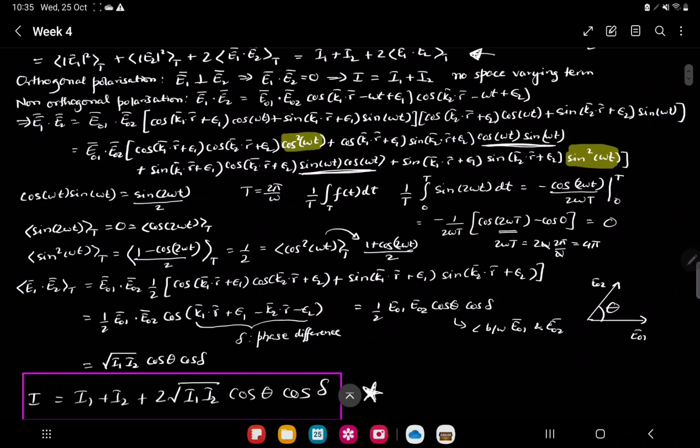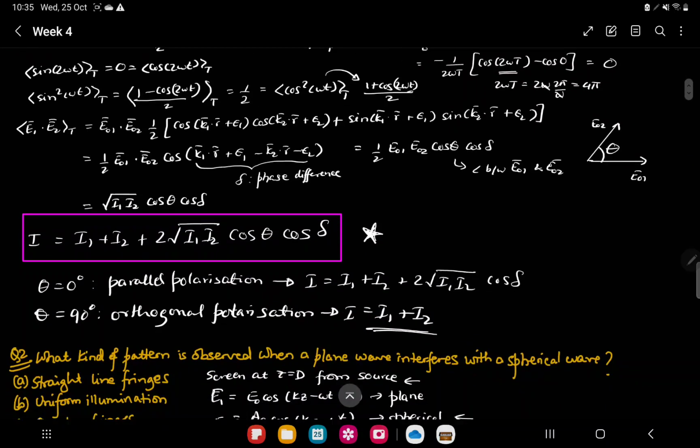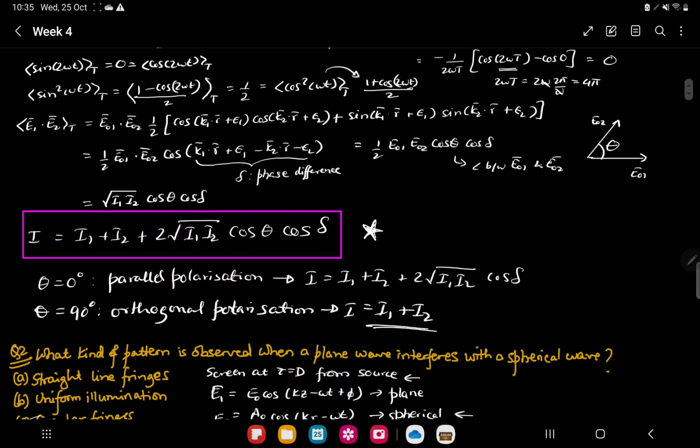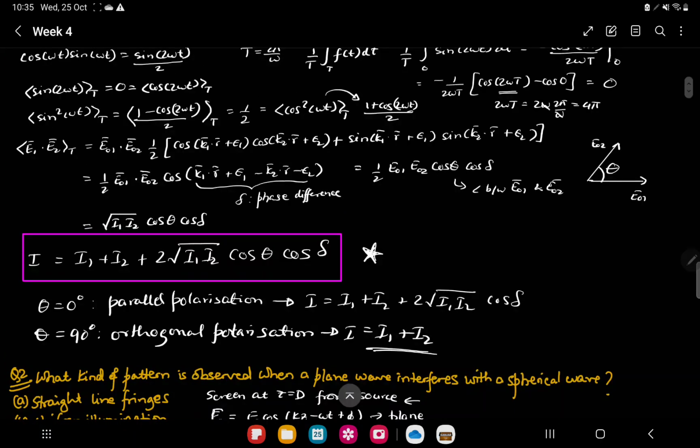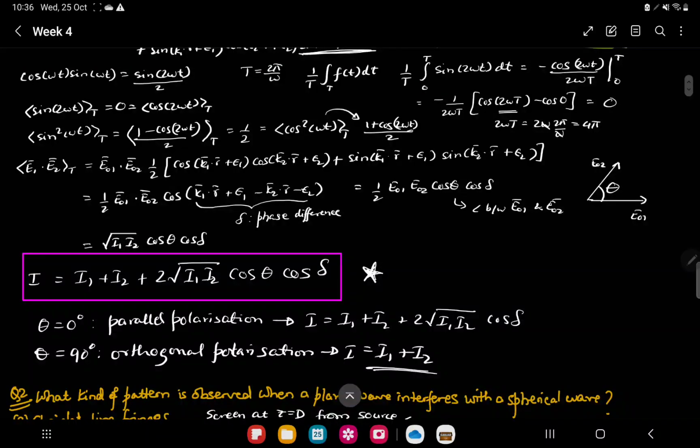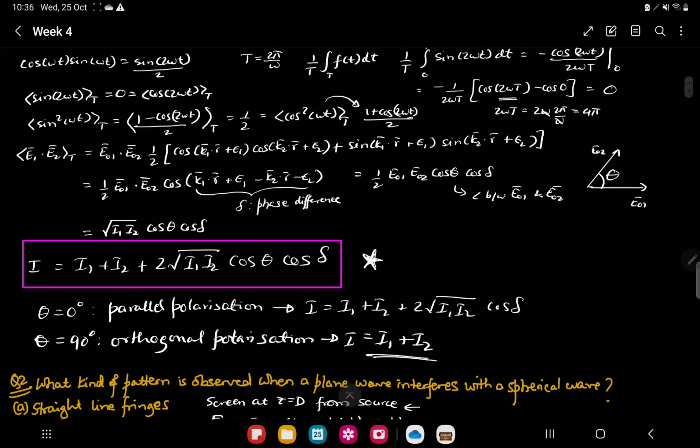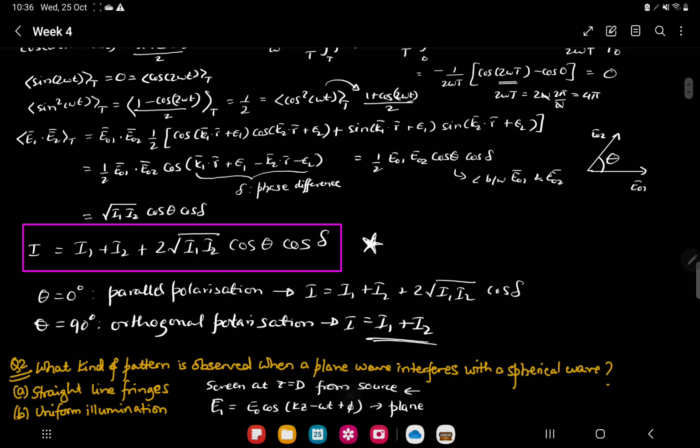And here we had derived the general expression which incorporates the polarization as well. So delta is the phase difference between the waves and theta is the polarization difference, the angle the two waves make with each other. So we see that when theta is 0, we have parallel polarization, and for theta 90, we will not see any interference. We will just see uniform illumination I1 plus I2.